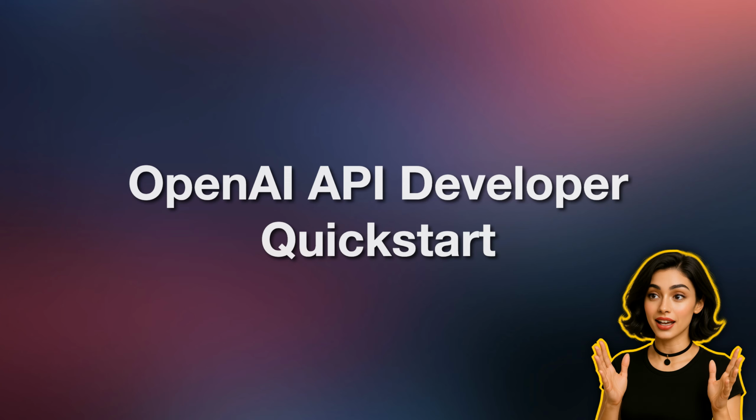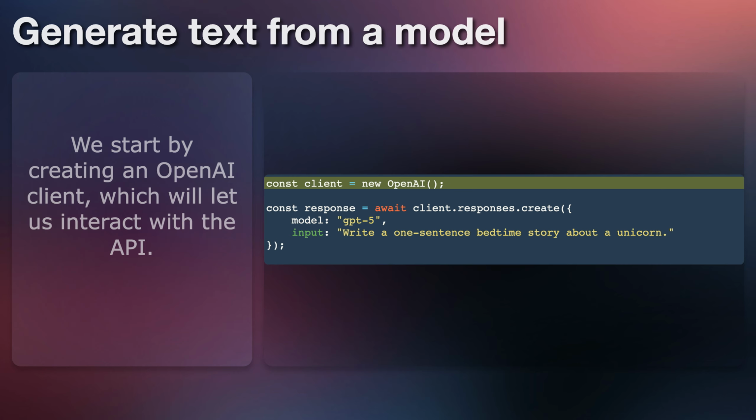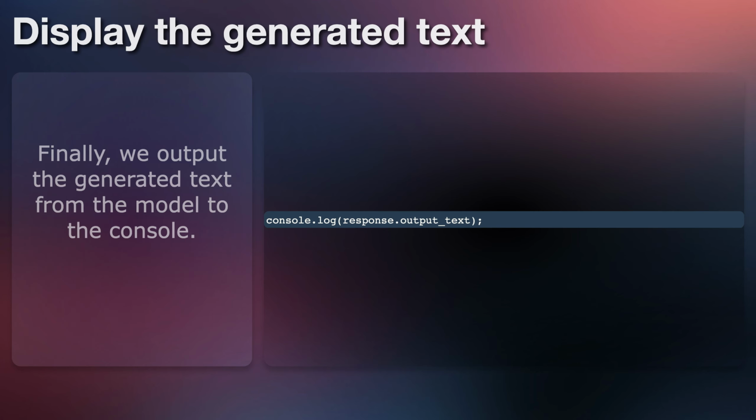The OpenAI API can be quick and easy to learn. We'll show you how. A powerful example is generating text output from a prompt, similar to what you experience with ChatGPT. We start by creating an OpenAI client, which will let us interact with the API. Here, we use the client to create a response by specifying the model and giving it a prompt to generate text. Finally, we output the generated text from the model to the console.